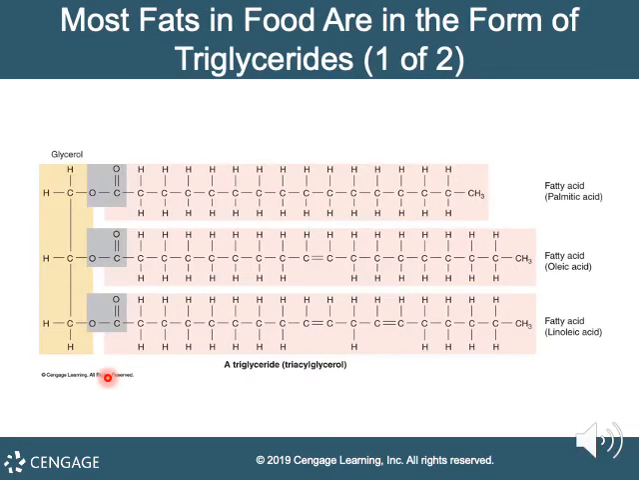Most fats in food, as well as the fat that you store as body fat, are in the form of triglycerides. A triglyceride is a compound whose backbone is a 3-carbon compound called glycerol. And glycerol has a fatty acid attached to each carbon. These fatty acids are often all different from one another. They can be saturated, monounsaturated, and polyunsaturated, all in one triglyceride.